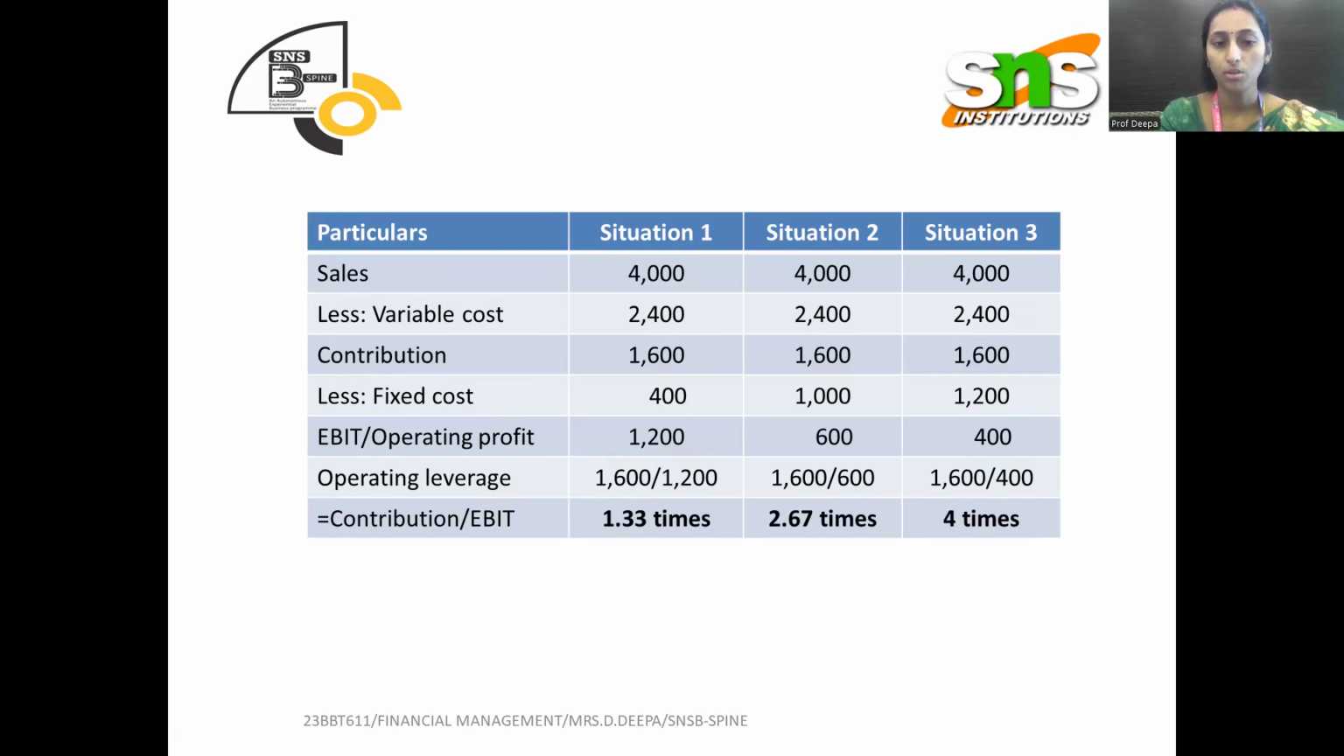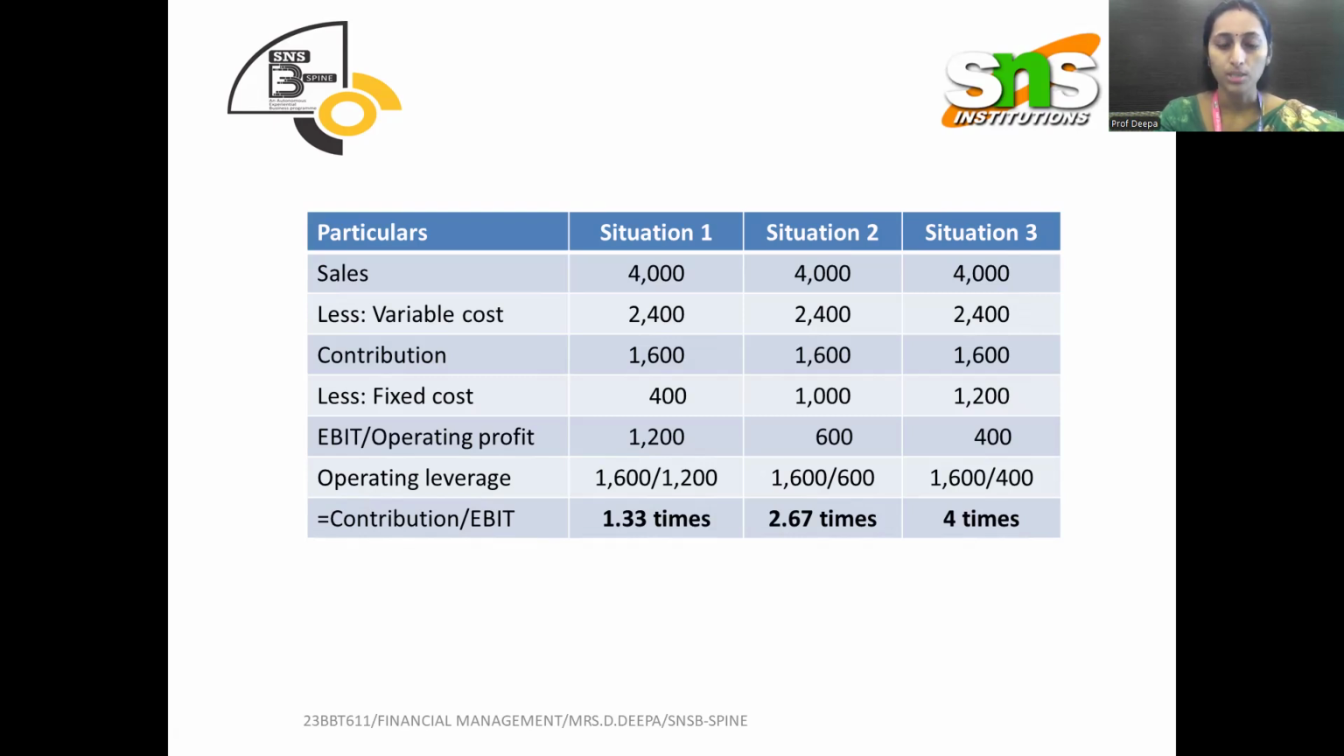Now the operating leverage formula is contribution divided by EBIT. For situation 1, contribution is 1,600 divided by EBIT of 1,200, so we have the answer 1.33 times. Similarly, for the second situation, 1,600 contribution divided by EBIT of 600, so the answer is 2.67 times. Do the same for situation 3: 1,600 divided by 400, so we have the answer 4 times.